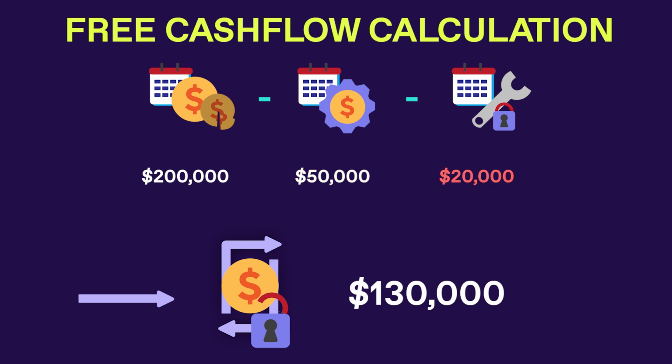If it worked the other way around, where we had $200,000 worth of EBIT, but we decreased working capital by $50,000, and we sold an asset for $20,000, our free cash flow would actually be $270,000. Why is this number so important?